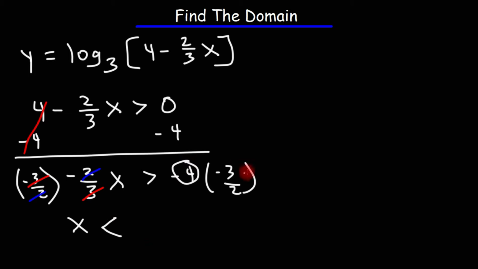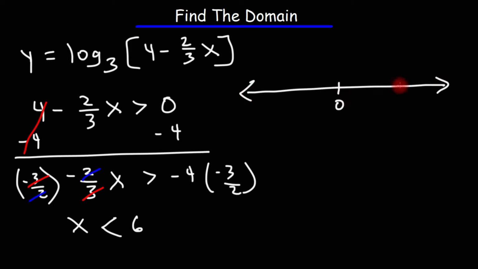Now we have negative 4 times negative 3, that's positive 12, divided by 2, which is positive 6. So we get that x is less than 6. So here's 0, 6 is on this side. 6 is not included in the answer.